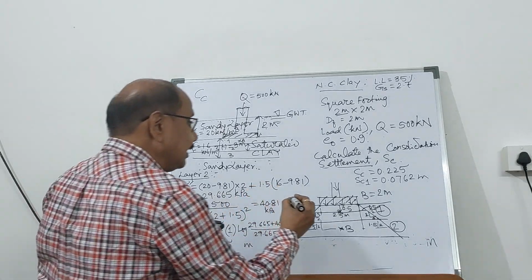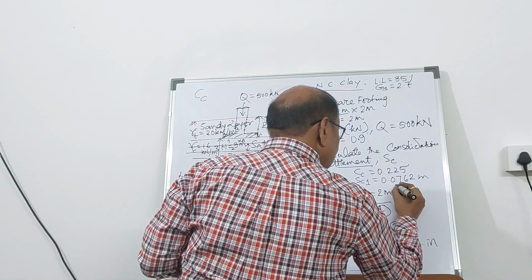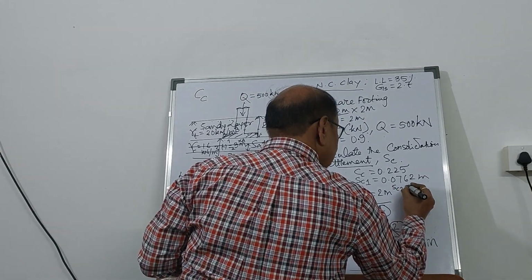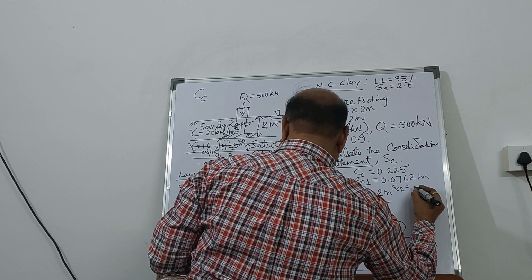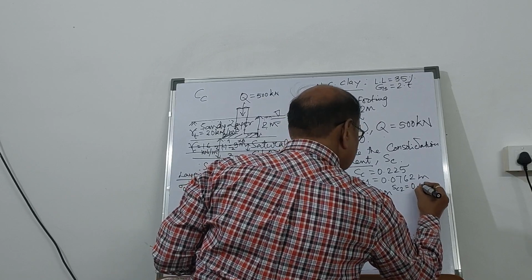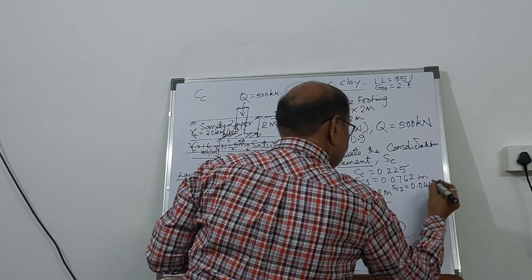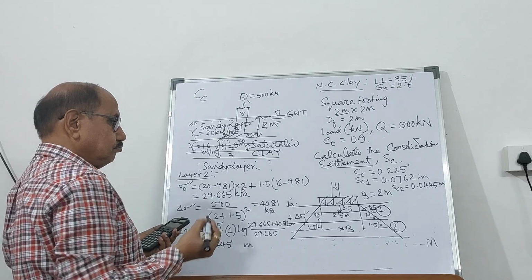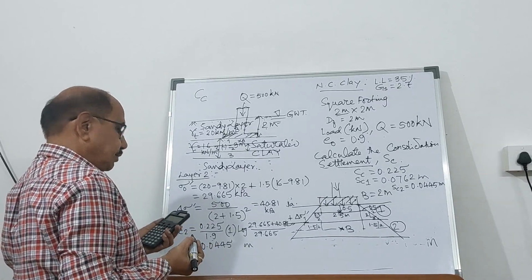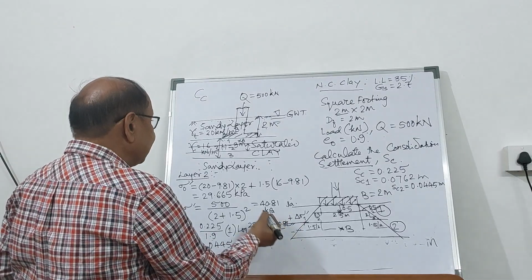So this is lesser than the previous value. So SC2 is 0.0445 meter, almost half you are getting. Now the last layer is the third layer.